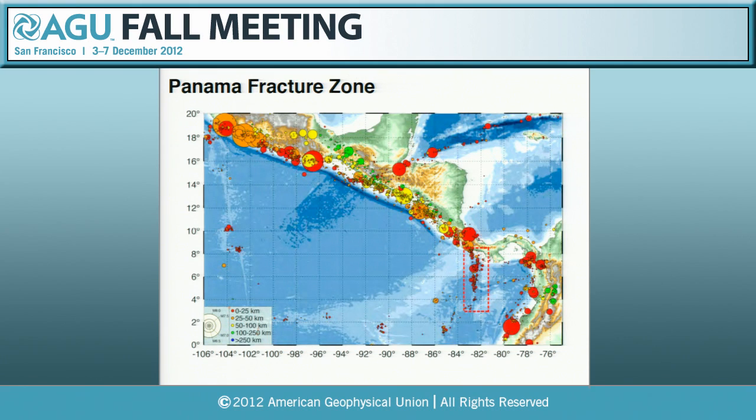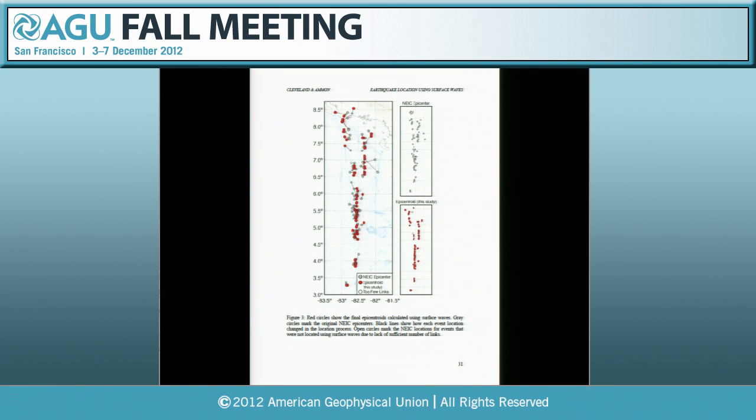Another location map, as you see in the index, the box there. Let's focus on it for the Panama fracture zone. The NEIC locations in this map view of that north-south fracture zone, and the improved locations.